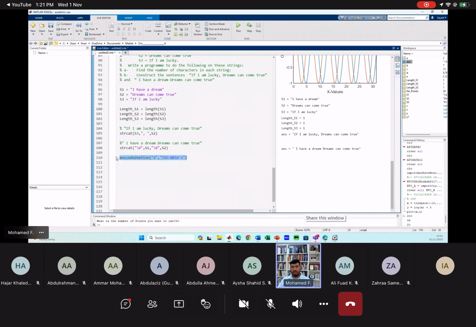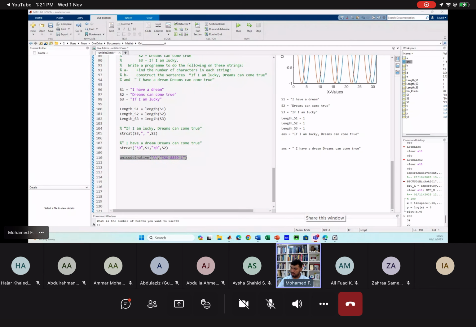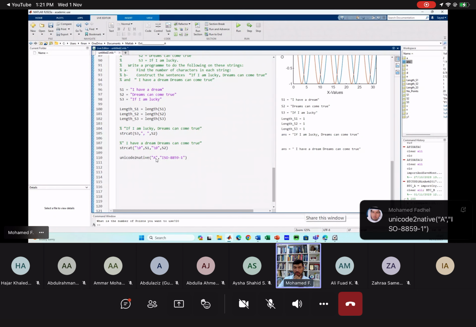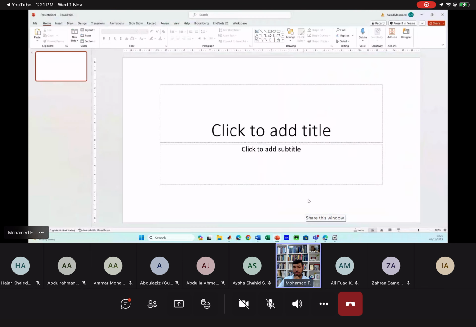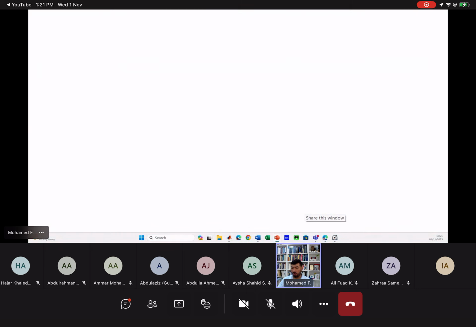So if you write this, just put it in your Unicode to native. Now, maybe you have seen that before. Now, when you have a letter like A, the PC does not store it as an A. It converts it to a number. And how to convert it?